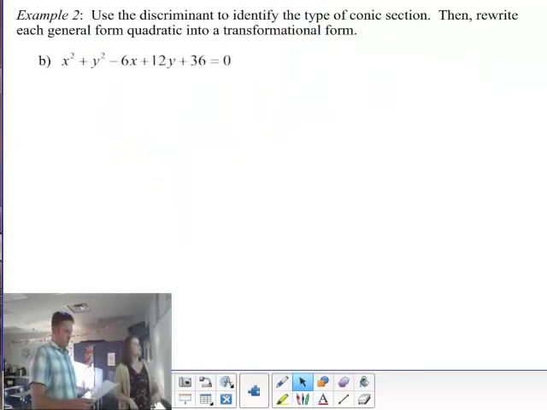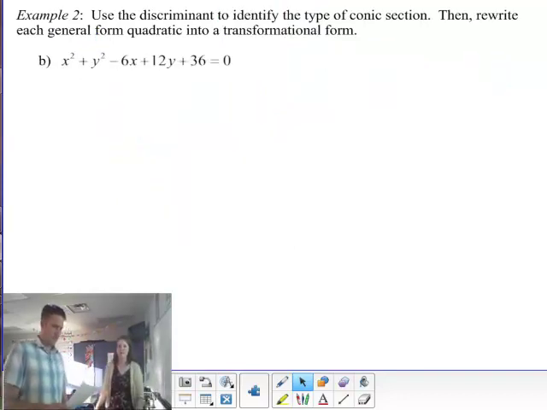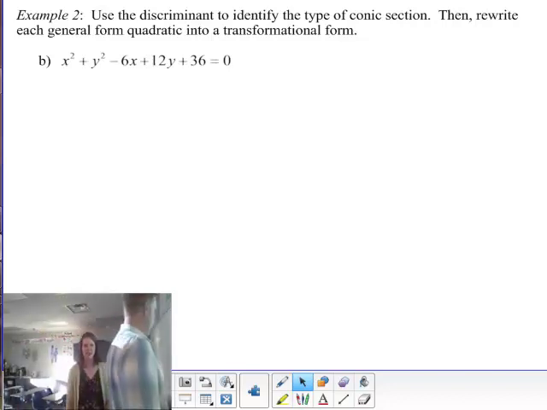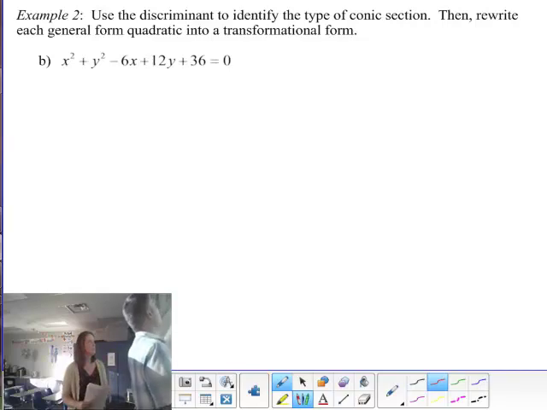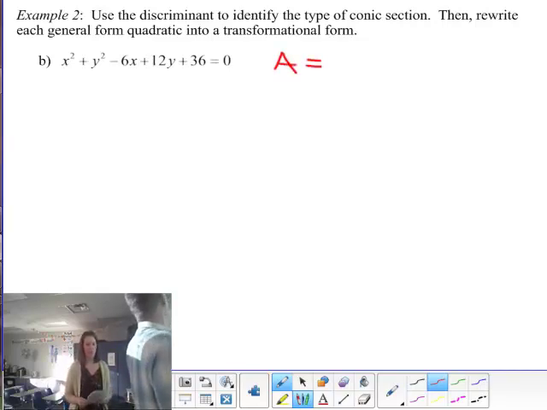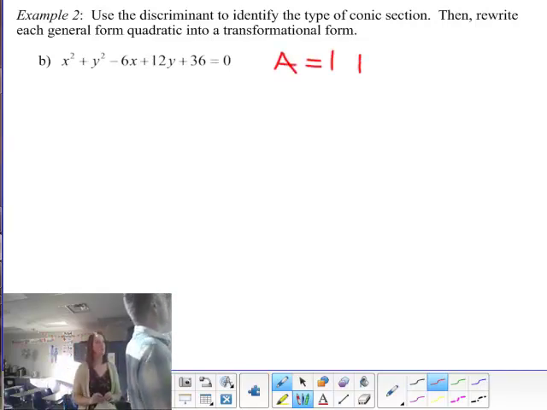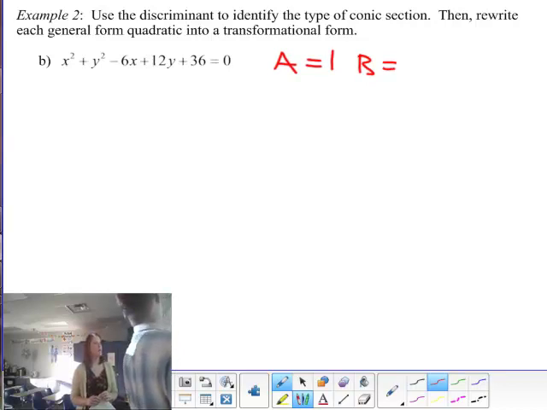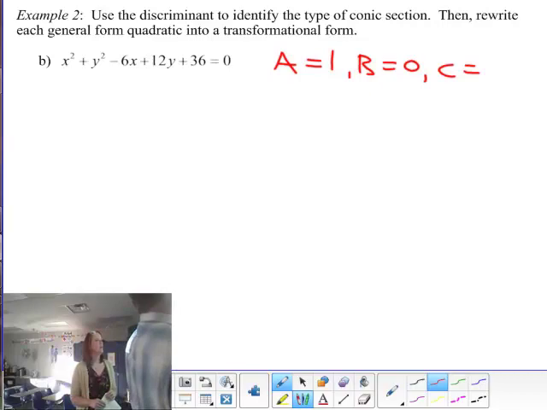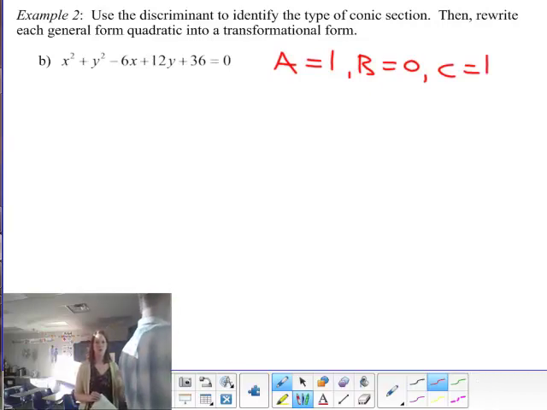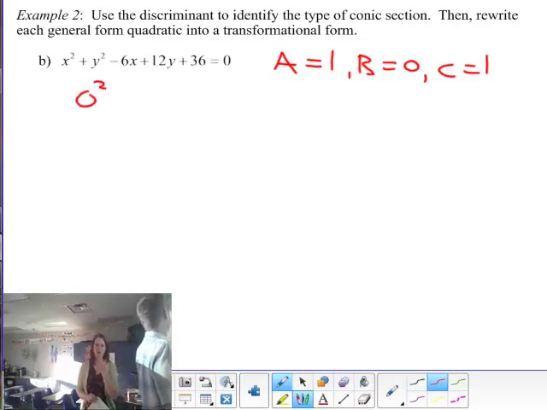Okay. So, next example. Mr. Madsen, can you find us a discriminant, please? Okay, so let's identify our A value first. X squared's leading coefficient is 1. Is x times y missing? No xy, so that's a 0. And we're going to go with our C value. Our y squared is 1. So we're going to go B squared, so 0 squared.